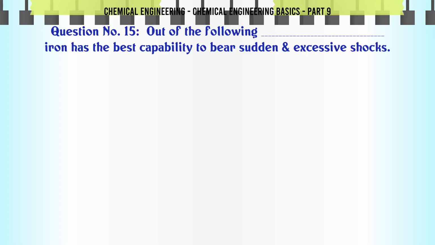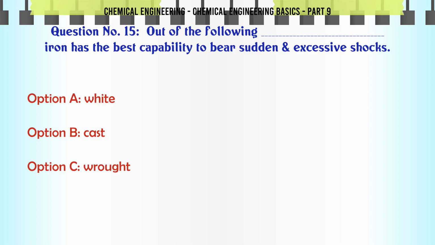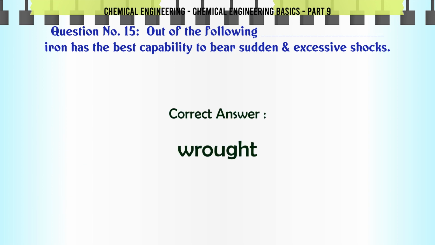Out of the following, which iron has the best capability to bear sudden excessive shocks? A. White. B. Cast. C. Wrought. D. Pig. The correct answer is wrought.